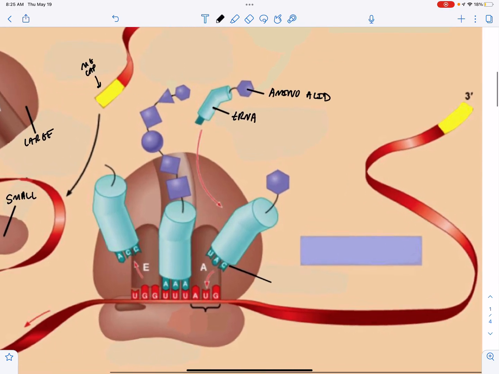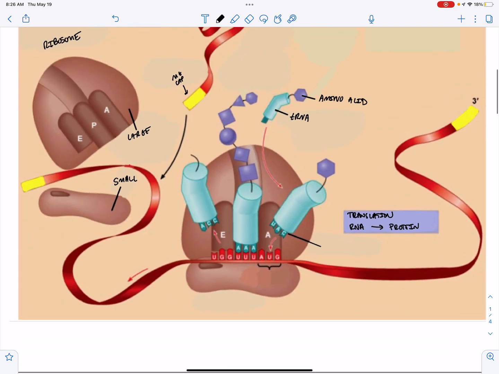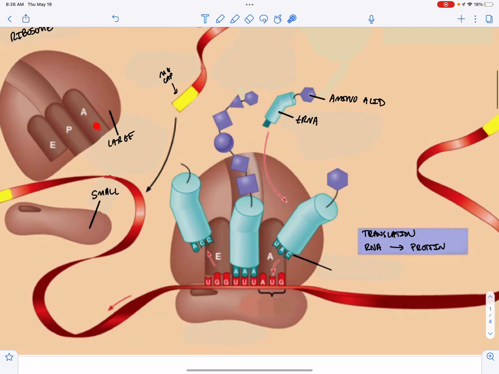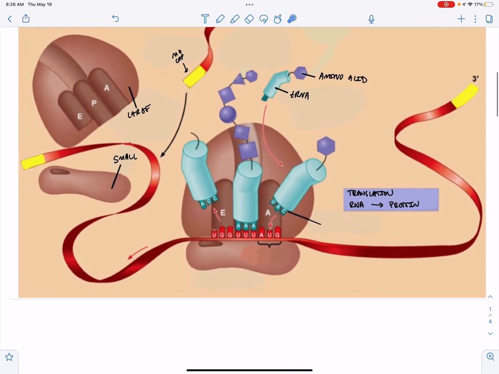So the next thing, we have already gone from DNA to RNA, and that was transcription, and now we're going for translation. And this is the process of taking an RNA message and making a protein. Okay, so the ribosome has 3 sites: the arrival site, the polymerization site, and the exit site. The sequence of events is such.